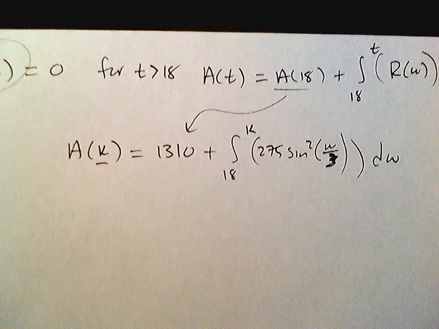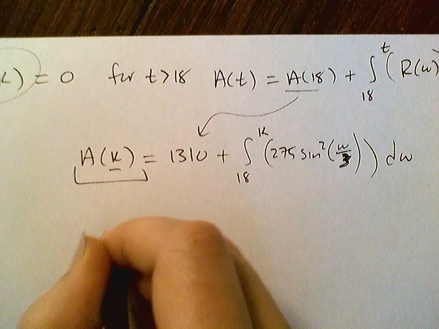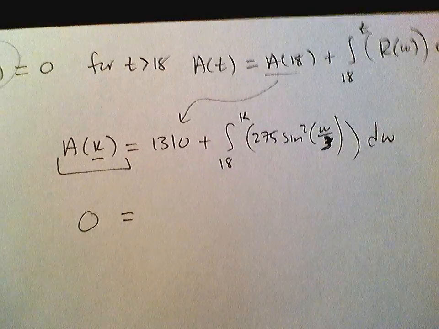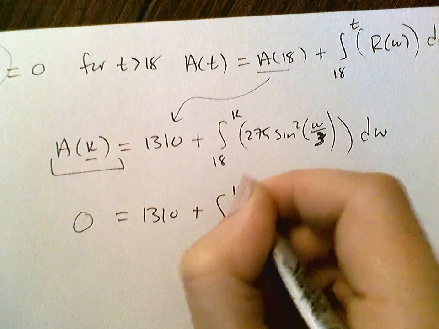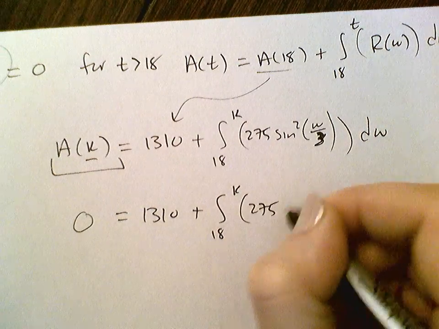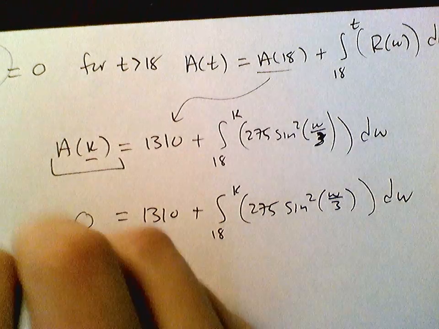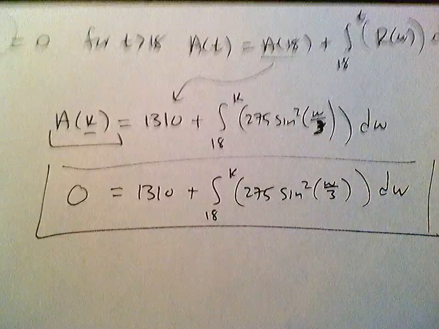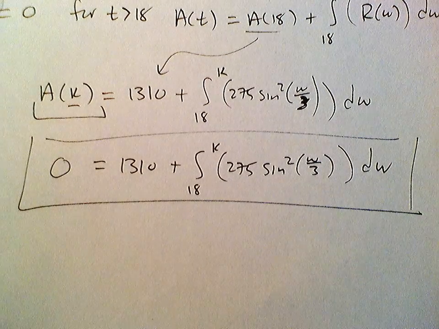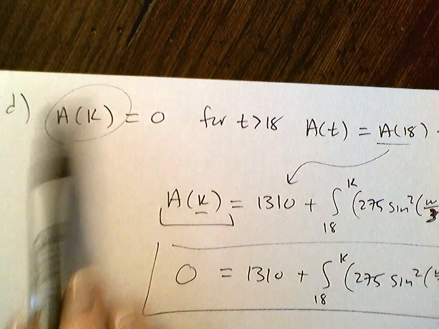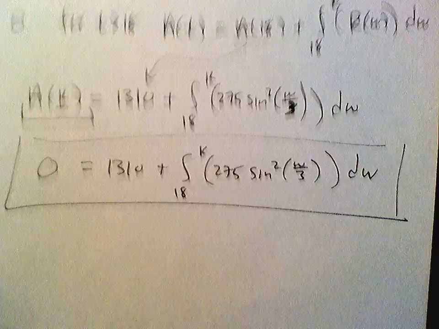And then, guys, what do we know about A of k? We know that this is where the amount of water is 0, that A of k is 0. So 0 equals 1310 plus the integral from 18 to k of 275 sine squared of w over 3 dw. And that one is really not too bad, guys. Once you have recognized that, like this and this, it's not too bad to get to the final answer.